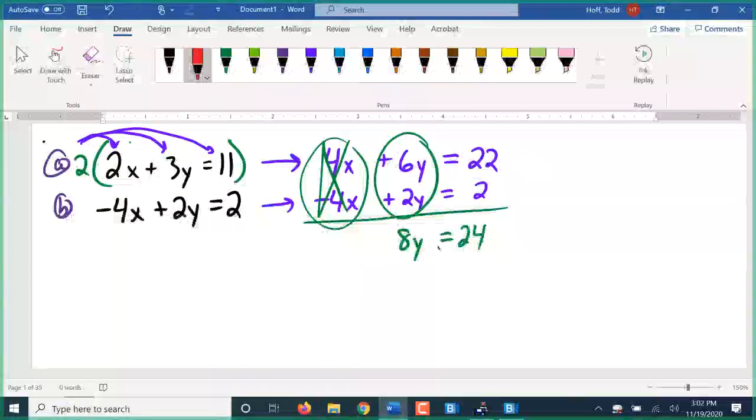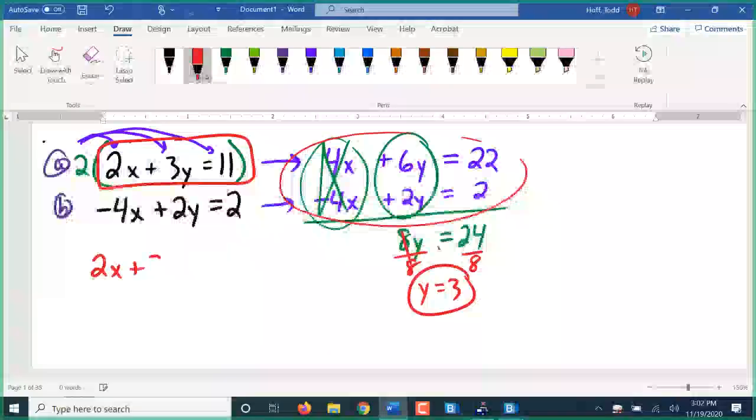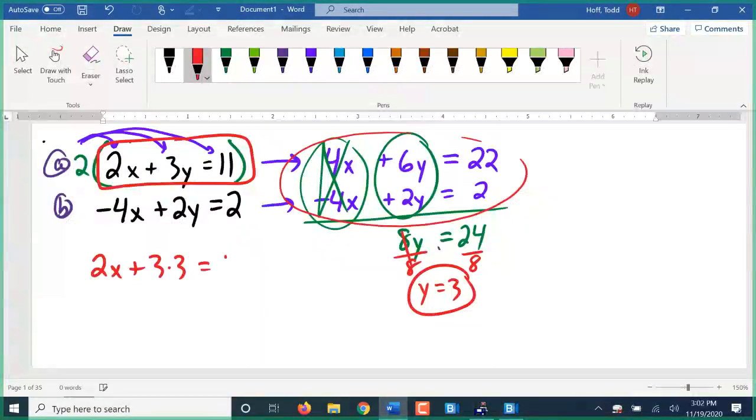So we eliminated the x variable this time. Now we can divide by 8 to solve for y. Y equals 3. And now we can go back to any of our equations, one of our modified ones or one of the originals, it doesn't matter. I'm going to go back to the original here. 2x plus 3y can become 2x plus 3 times 3 equals 11.